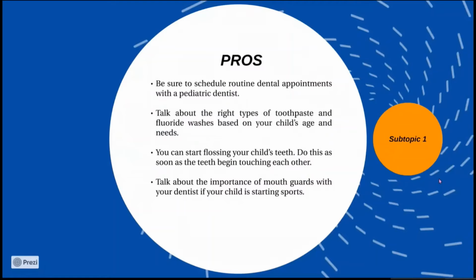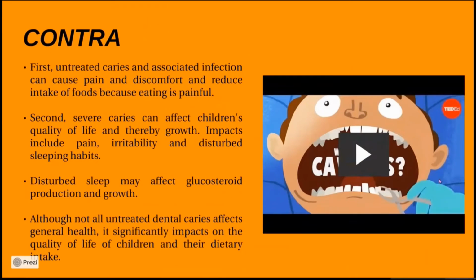Pros: be sure to schedule routine dental appointments with a pediatric dentist. Talk about the right type of toothpaste and fluoride wash based on your child's age and needs. You can start flossing your child's teeth as soon as the teeth begin touching each other. Talk about the importance of mouth guards with your dentist if your child is starting.